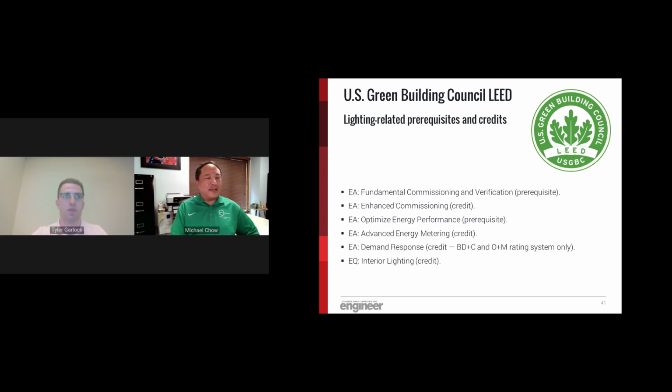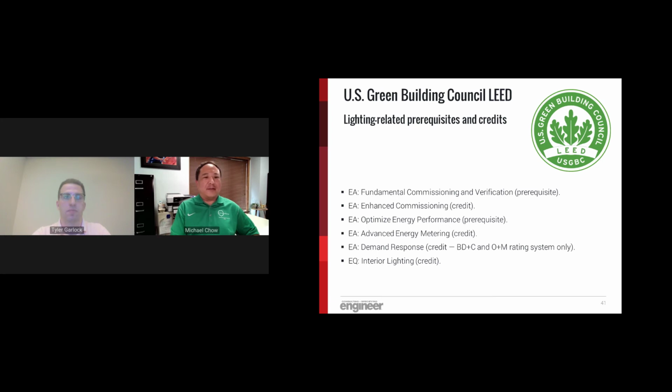So these are the lighting-related prerequisites and credits for LEED, and this is pretty broad. It covers the latest version of LEED as well. So the first is energy and atmosphere. It's the fundamental commissioning and verification. So I think I mentioned earlier in ASHRAE 90.1 2010, commissioning is now required for lighting. So that's something that lighting designers will want to make sure that the building owners or agencies that they're working with and the contractors know that that's a requirement now. And that could be done by either the lighting designer or a third party.